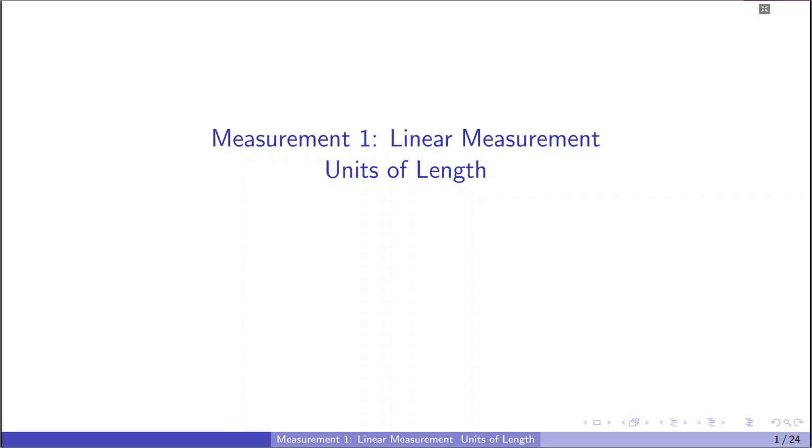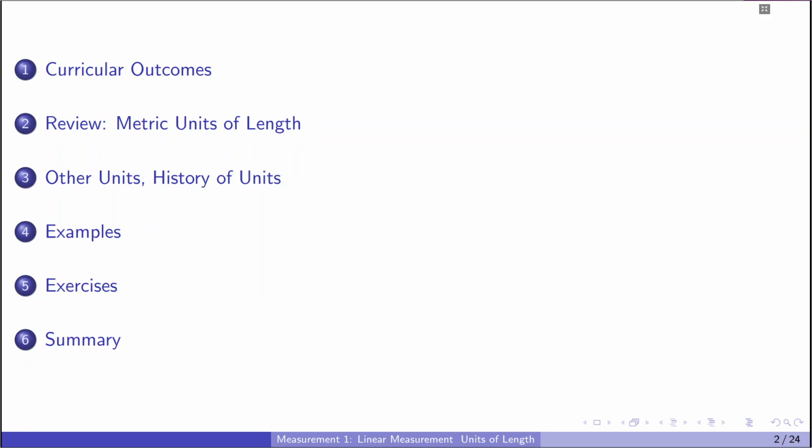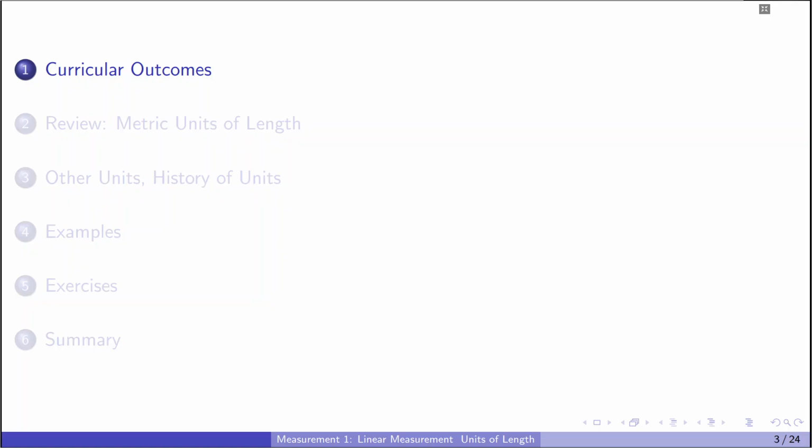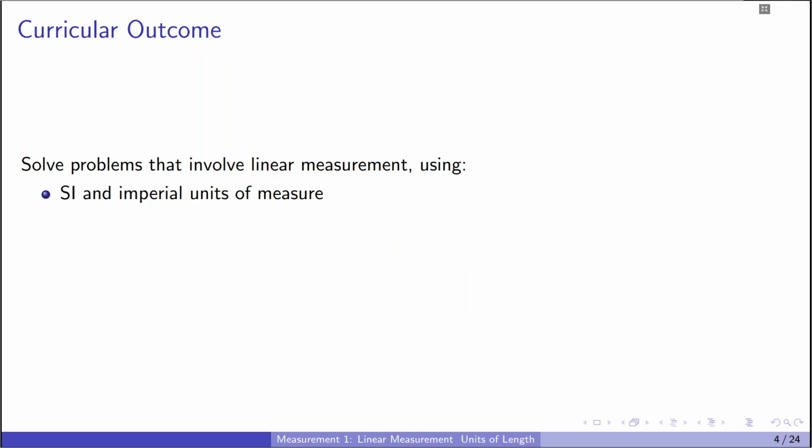Hello, and welcome to our look at measurement, specifically starting with units of length. As always, we review our curricular outcome first. So, our curricular outcome: students will be able to solve problems that involve linear measurement using SI and imperial units of measure, estimation strategies, and measurement strategies.